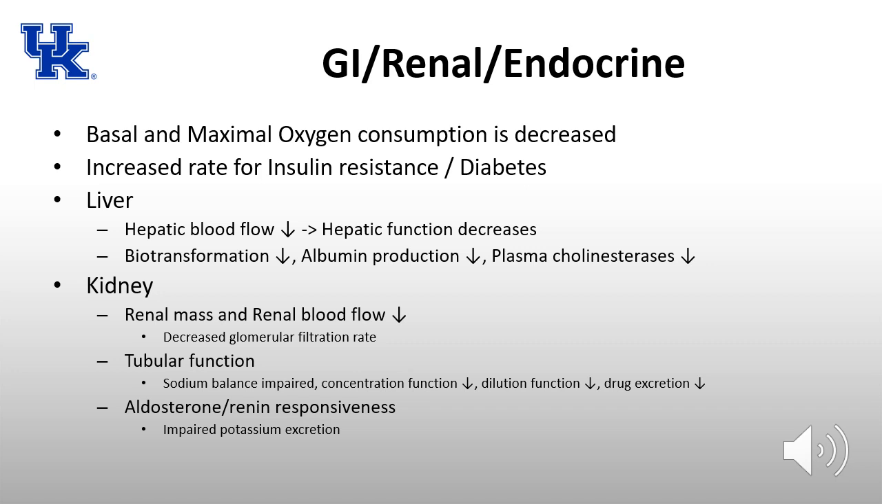Since the aldosterone renin responsiveness is reduced in the tubular system, we also have an impaired potassium excretion. With all that, it's clear that geriatric patients have a higher rate of fluid and electrolyte abnormalities. And if there are pre-existing, coexisting systemic diseases like diabetes, hypertension, benign prostate hypertrophy, coronary artery disease, and congestive heart failure, all that in addition will affect the renal function and disease progression as well.